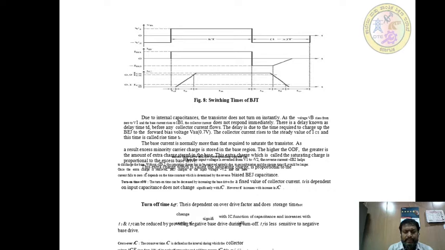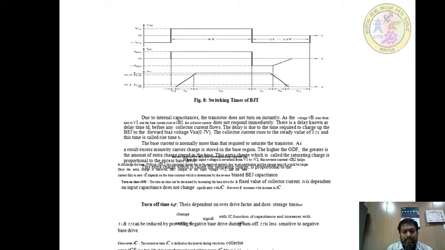Because of the internal capacitance, the transistor does not turn on instantly. As the value of VB rises from 0 to a certain value V1, say, and the base current to IB1, the collector current does not respond immediately. There is a delay, known as the delay time, before any collector current flows. The delay is due to the time required to charge up the base emitter junction to the forward bias voltage, that is up to 0.7 volts. The collector current then rises to its steady state value, and this time is called the rise time.